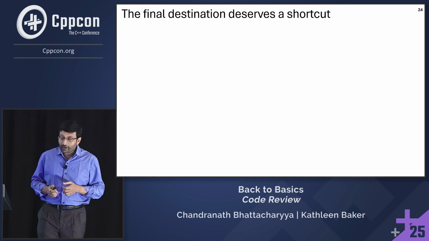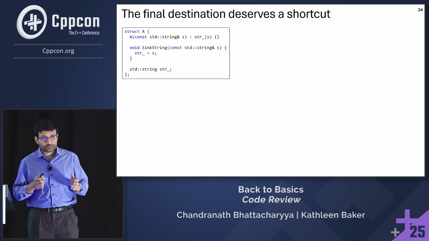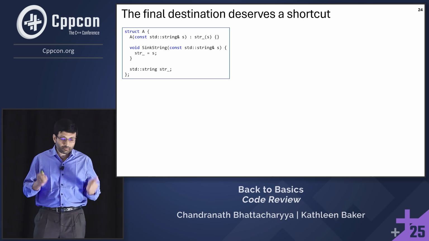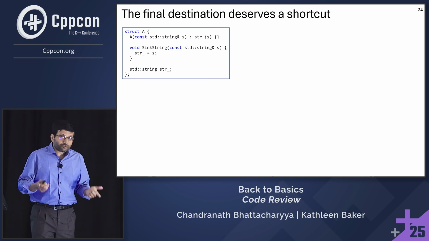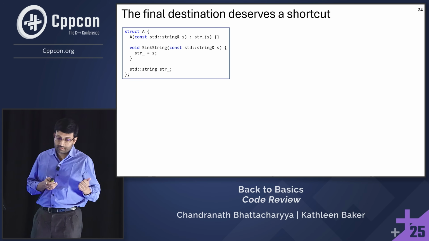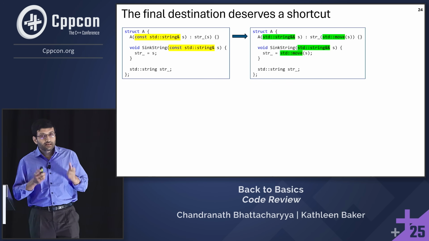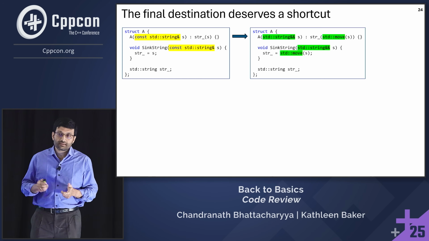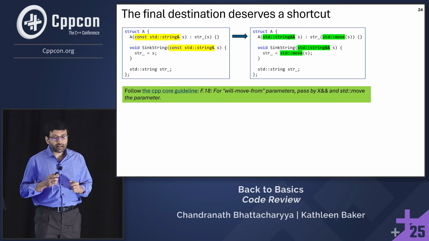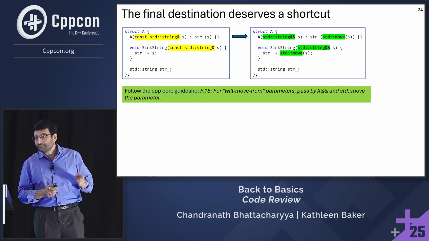Next scenario, the final destination deserves a shortcut. So you have a struct A, which has a member variable of string, and then you have a constructor which takes a const string reference and then initializes the member variable. We also have a sink string function which takes a const string reference and then assigns that to a member variable. So how can this be made better? Well, we can convert that into an rvalue reference. And this comes directly from the CppCon guidelines, which says that for will-move-from parameters, pass by rvalue reference, and then std::move the parameter. Keep this in mind.